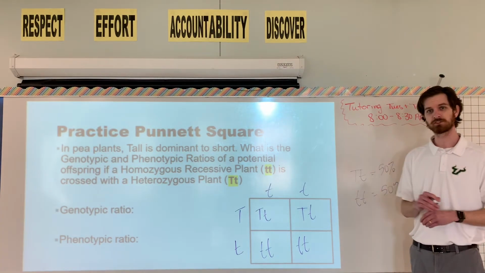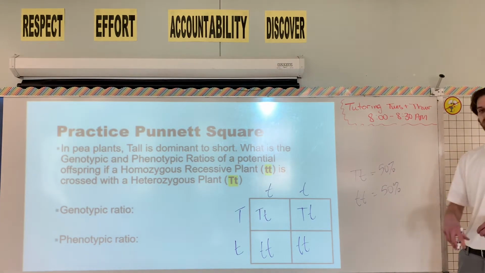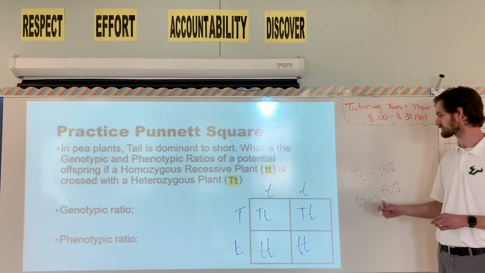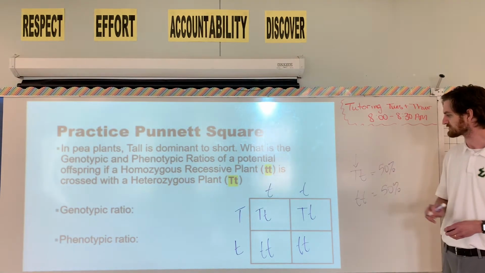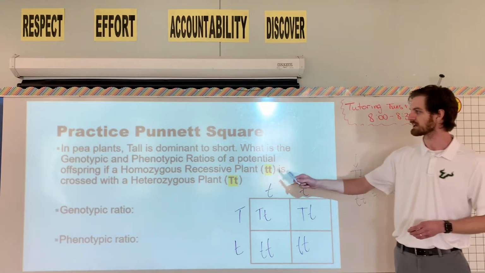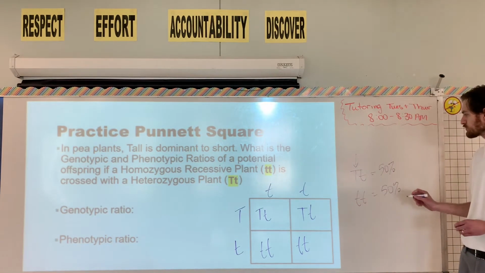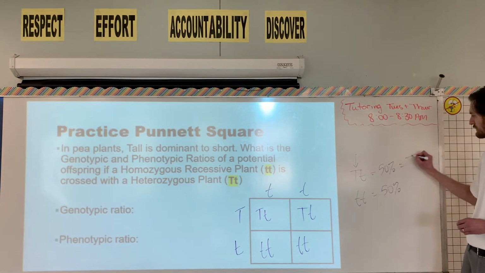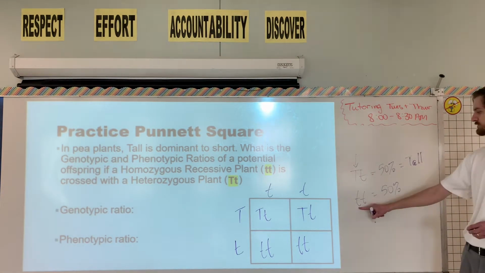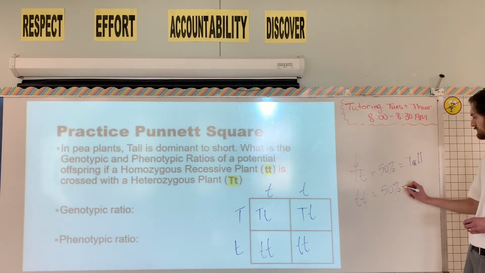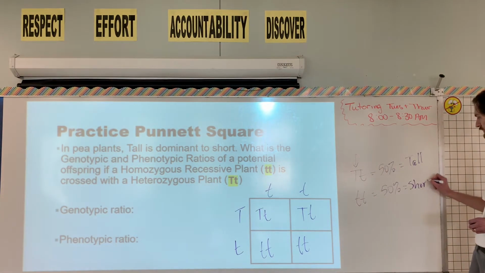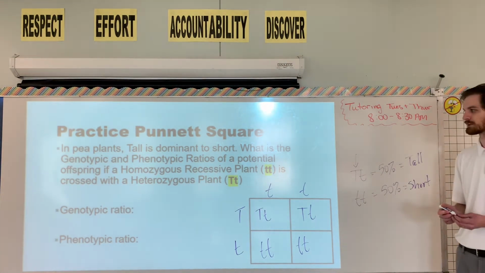Now that brings us to our phenotypic ratios. Our phenotypic ratios are going to be what's shown as a result of this. So because I have this trait here that's dominant, this capital letter, it's going to show that dominant trait, which it tells us in the beginning of the question here that tall is dominant to short. So I would expect 50% of these to be tall, and I would expect these that are 2 recessive traits to be short. All right. So that's how I can get these genotypic and phenotypic ratios.